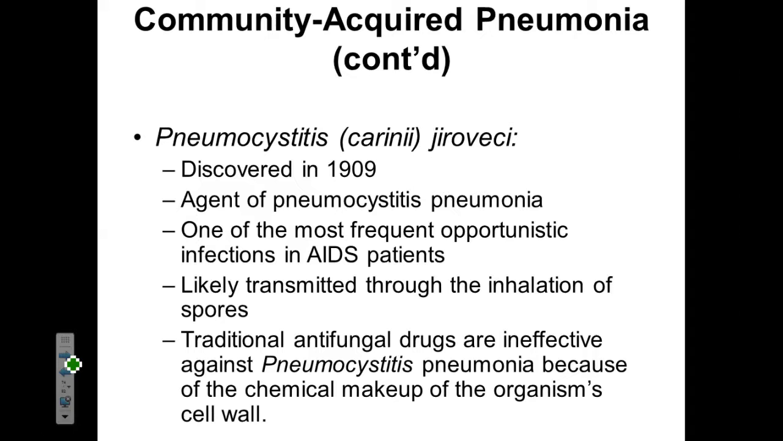This kind of pneumonia is an opportunistic infection associated with HIV/AIDS patients. It's typically going to be transmitted through the inhalation of the fungal spores. Traditional antifungal drugs are not necessarily effective against pneumocystis pneumonia, typically because the makeup of the organism's cell wall is not your typical chitin polypeptide.